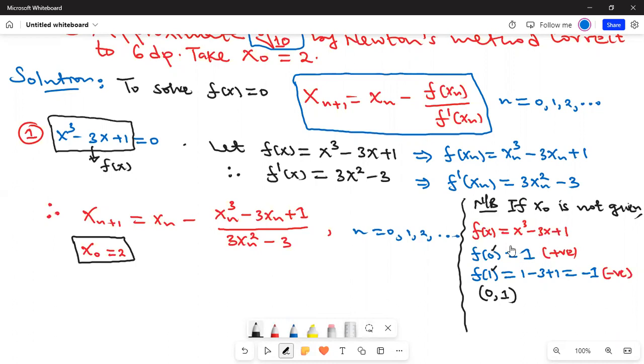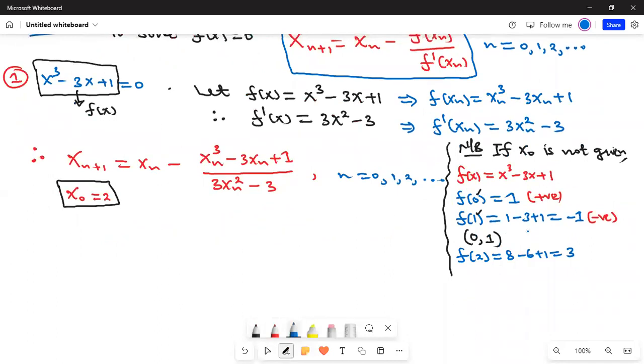You could also proceed to find f of 2. What about f of 2? This equals 2 cubed is 8, minus 6, then plus 1. That's 9 minus 6, that is 3. Now, between f of 1 and f of 2, the sign again changes. Look at the sign here. Now it is positive.